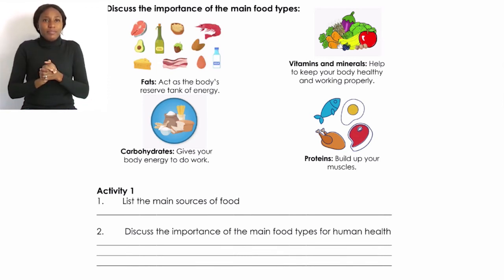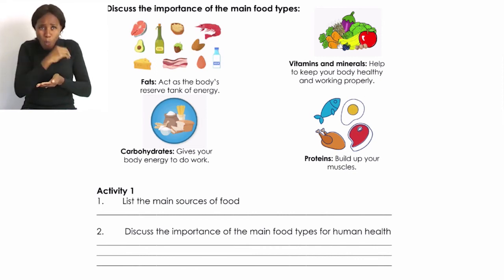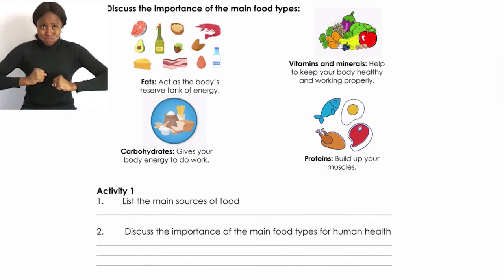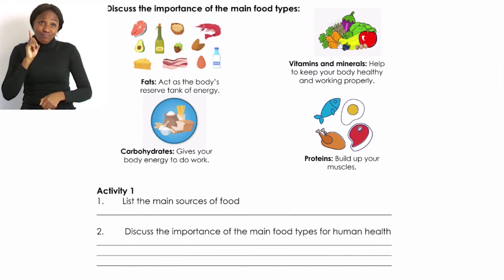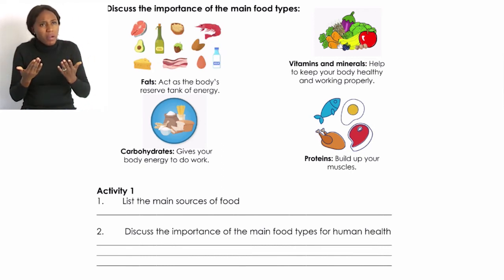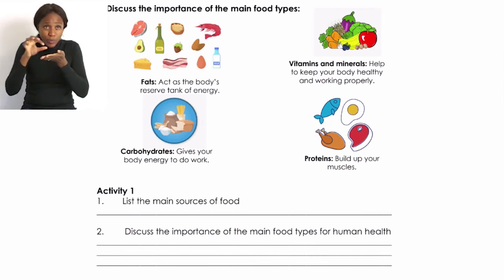Okay, the last part is fats. They act as the body's reserve tank of energy, and they also protect your organs. I think that is pretty interesting. But with fats, it is very important to maintain a balance, because too much fat can cause you to become overweight, and that again brings a whole lot of other health issues. Fats can be found in food types such as avocados, salmon, sunflower seeds, and flax seeds.